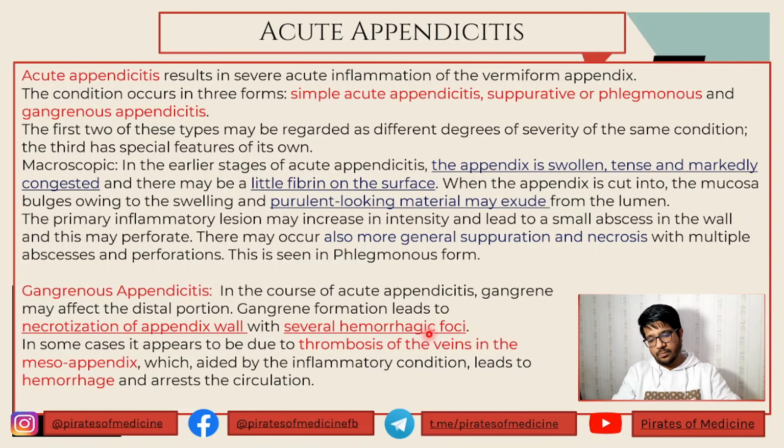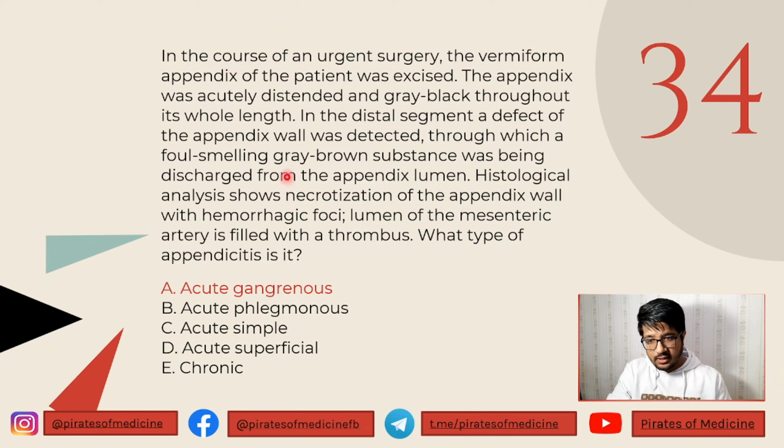hemorrhagic foci are formed. In the patient, you can see that there is gray brown substance being discharged from the appendix lumen. There are hemorrhagic foci. There is thrombus in the mesenteric arteries filled with the thrombus. Acute gangrenous appendicitis is the diagnosis.